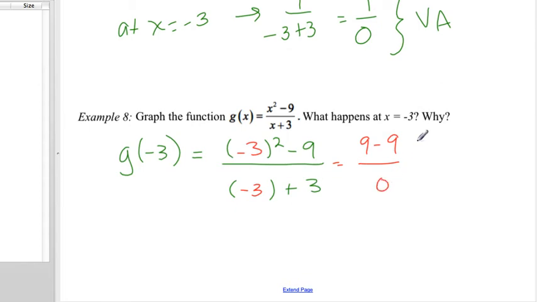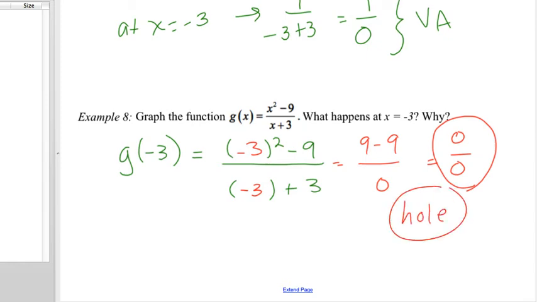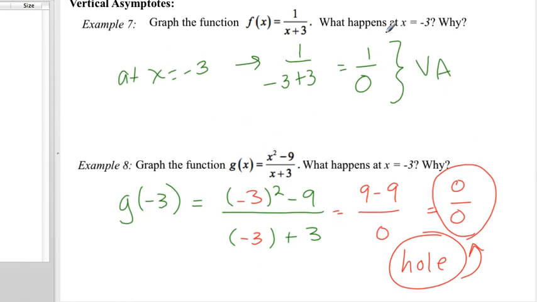Well, that looks like it should be a vertical asymptote, but we actually have a 0 in the numerator as well. So this time we have 0 over 0, and every time you have 0 over 0, that represents a hole in the graph, okay? So if you have a non-zero number in the numerator and a 0 in the denominator, that's a vertical asymptote. When it's 0 over 0, then that's a hole in the graph.